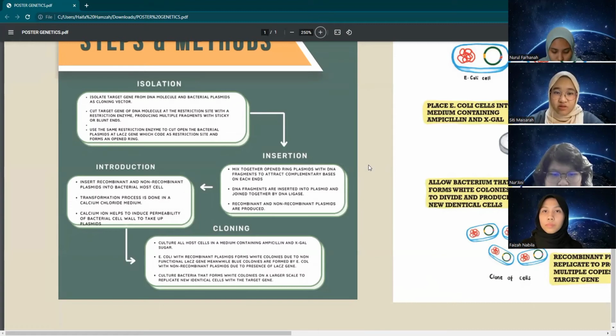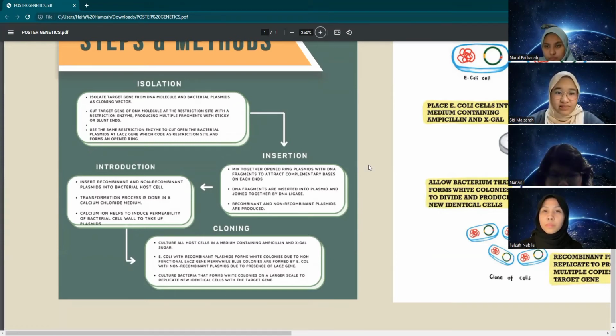The calcium ions in the medium help to induce the permeability of the bacterial cell by creating holes in the cell wall. So the host cell, which is the E. coli cell, will become more permeable and able to take up the plasmids from the surrounding. There will be three possible outcomes: the host cell will contain the recombinant plasmid with the target gene, or takes up a non-recombinant plasmid, or does not take up any plasmid.